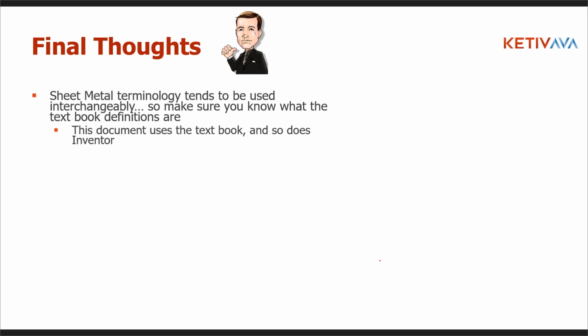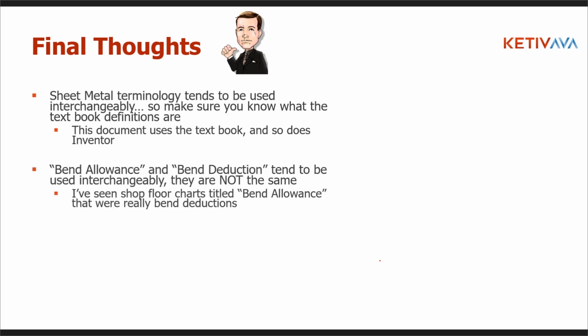So what I showed you in this presentation in terms of the equations for bend allowance, that's what Inventor assumes bend allowance means. It's what it assumes bend deduction or bend compensation means. Why I bring this up: especially things like bend allowance and bend deduction on the shop floor tend to be used interchangeably, meaning the same thing, when from an Inventor point of view, they don't.